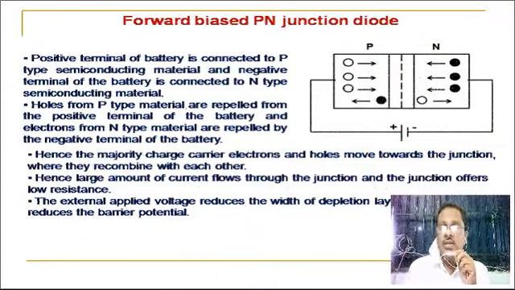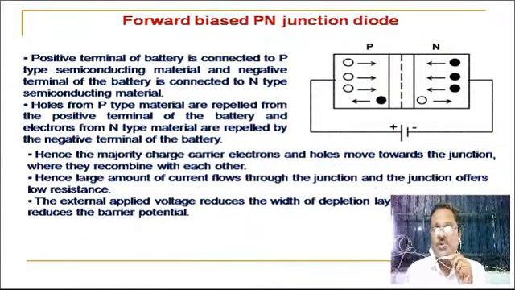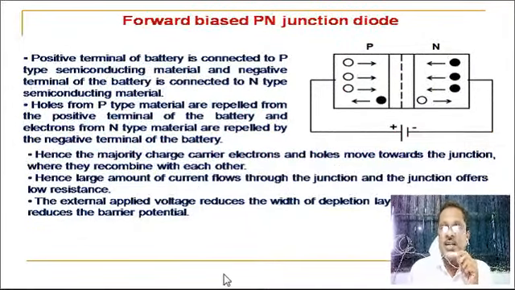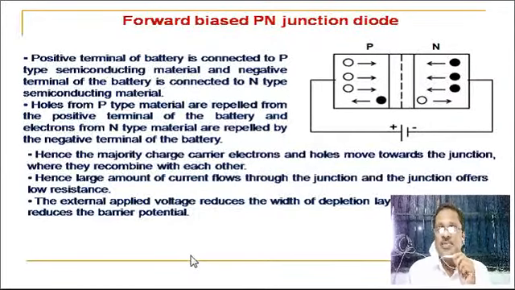Hello everyone. In the last lecture we discussed the formation of the depletion layer and barrier potential in a PN junction. Now today we will discuss the biasing of a PN junction. Biasing of a PN junction can be done in two ways: the first is forward biasing and the second is reverse biasing.